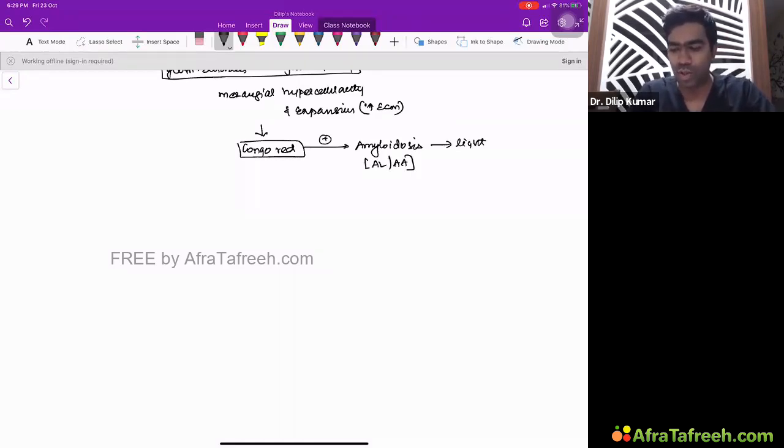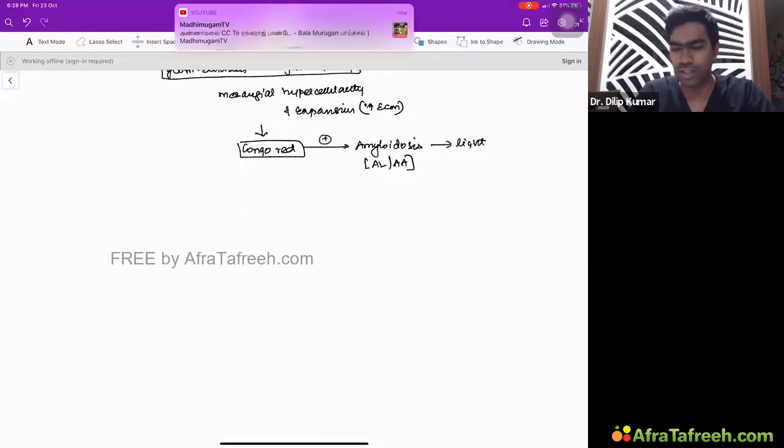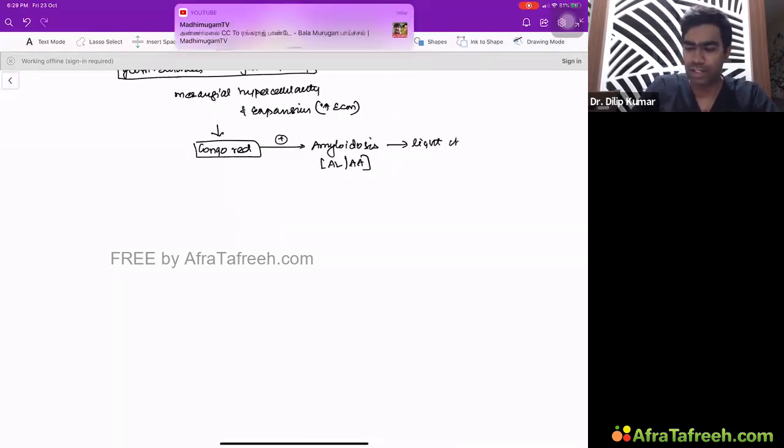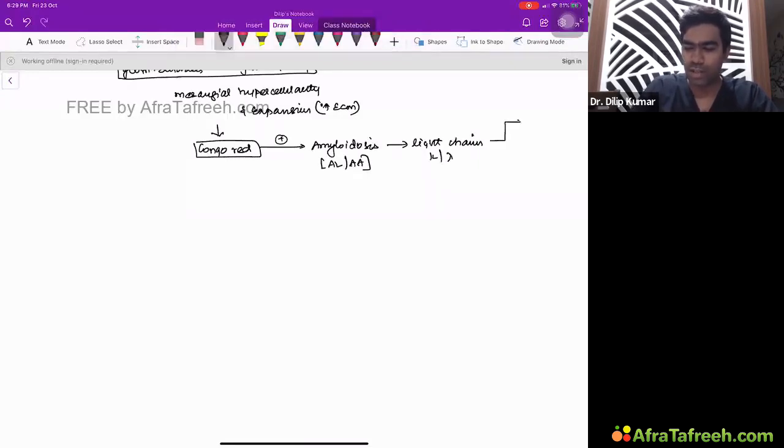So if you want to know, you can understand the history also at the same time. Just stain for the light chains. What are the light chains I'm going to stain for? I'm going to stain for kappa and lambda. If light chains are positive, then it will be AL type of amyloidosis. If light chains are negative, then I can go for AA type of amyloidosis. As simple as that. That's all.